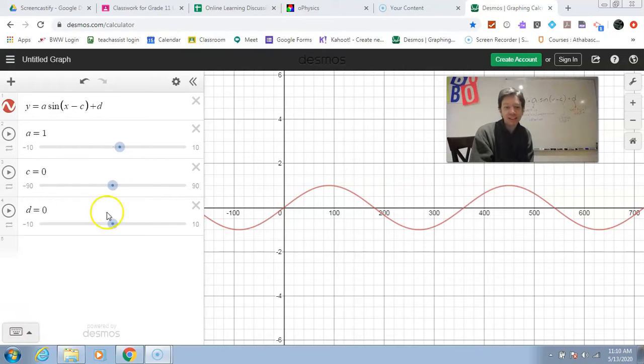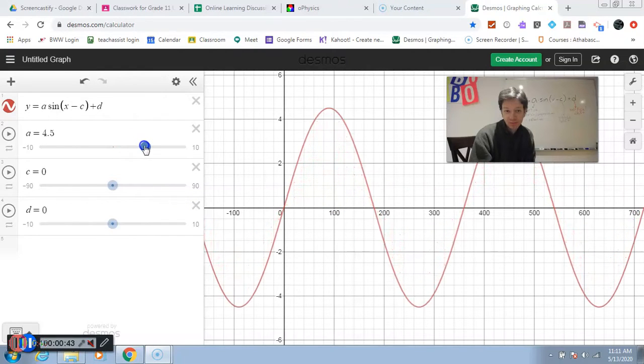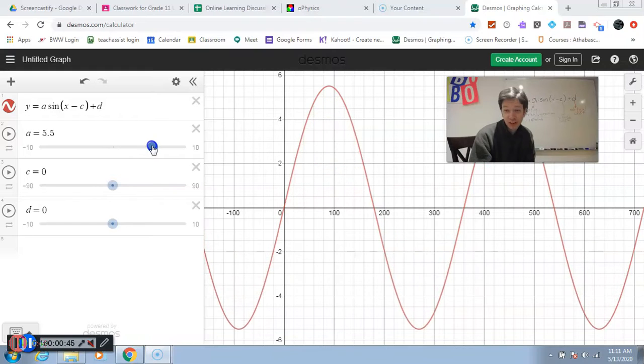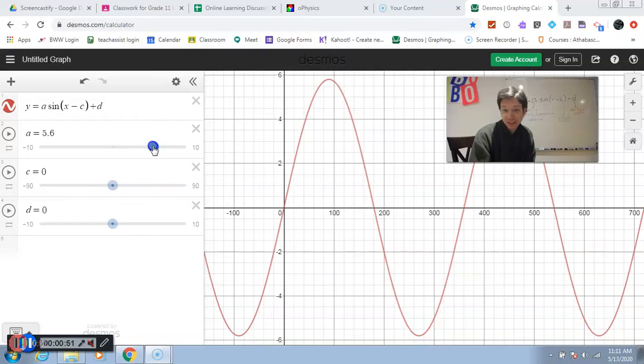So on here I've already set up Desmos. And we have this A term. Currently it's at 1, C and D are 0. So this would all reduce to y equals sine x. But if I changed A, take a second to think what would happen to this graph. Okay, let's increase it. So you can see we're stretching it vertically. So we have a vertical stretch here. Or you can also think of it as the amplitude increasing.